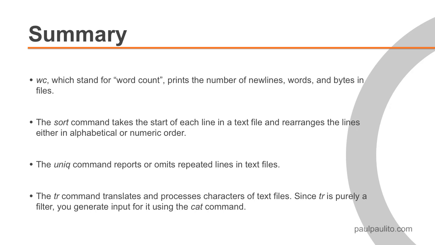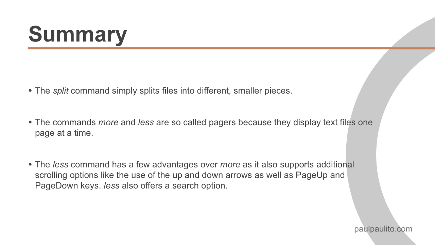The tr command translates and processes characters of text files. Since tr is purely a filter, you generate input for it using the cat command. The split command simply splits files into different smaller pieces. The commands more and less are so-called pagers because they display text files one page at a time.